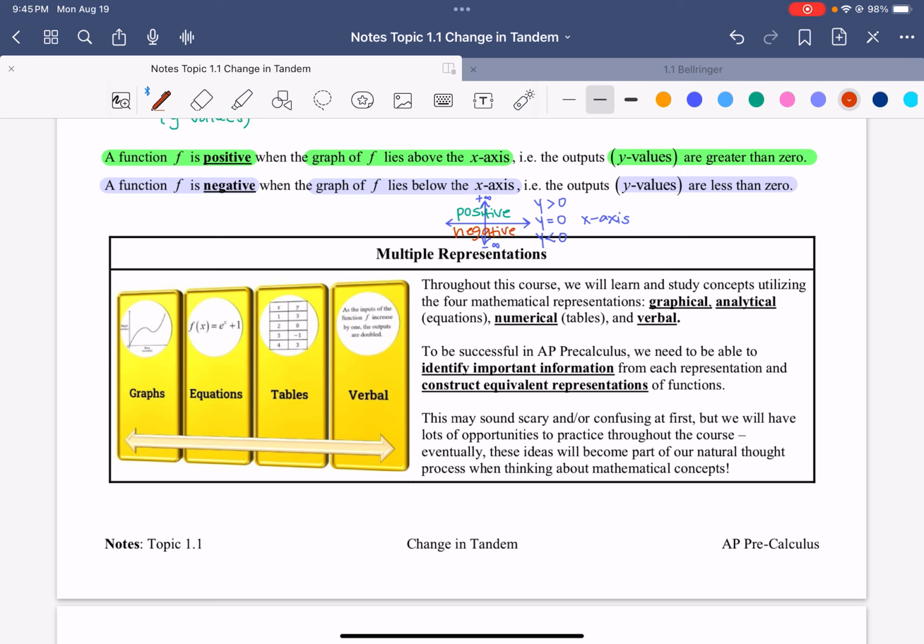You should be able to also go back and forth. So if I give you a verbal description, you should be able to tell me what the equation is, what the table looks like, what the graph would look like. This may sound scary and or confusing at first, but we will have lots of opportunities to practice throughout the course. Eventually, these ideas will become part of our natural thought process when thinking about mathematical concepts.